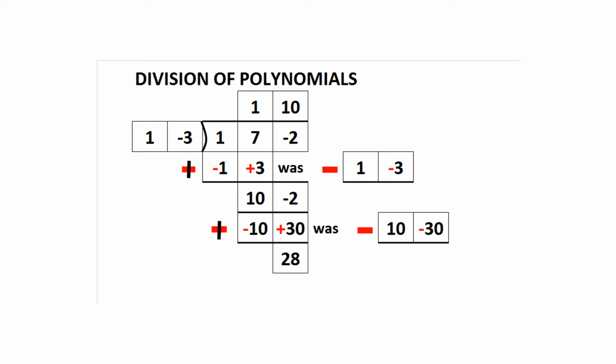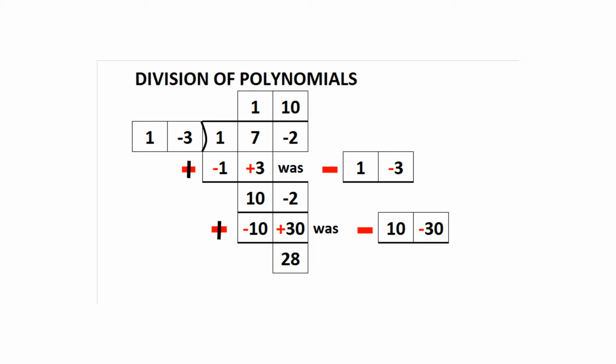The key number in the divisor that we must focus on is the 1 in the 1 comma negative 3. When we ask ourselves, how many 1s make up 1 in the 1, 7, negative 2? 1. 1 times 1 is 1. Okay, so you do 1 times 1 and 1 times negative 3. That's over on the right. It was 1 comma negative 3. And we're going to subtract that.